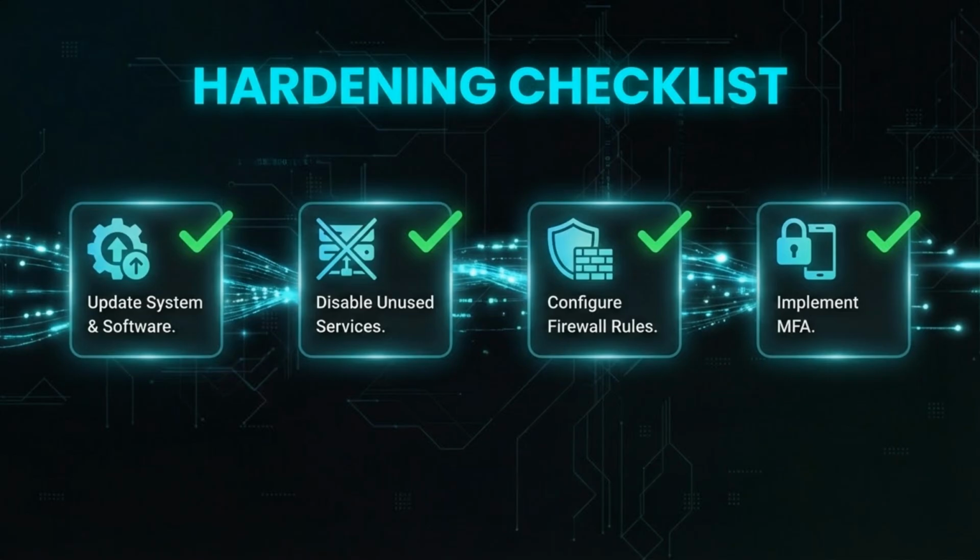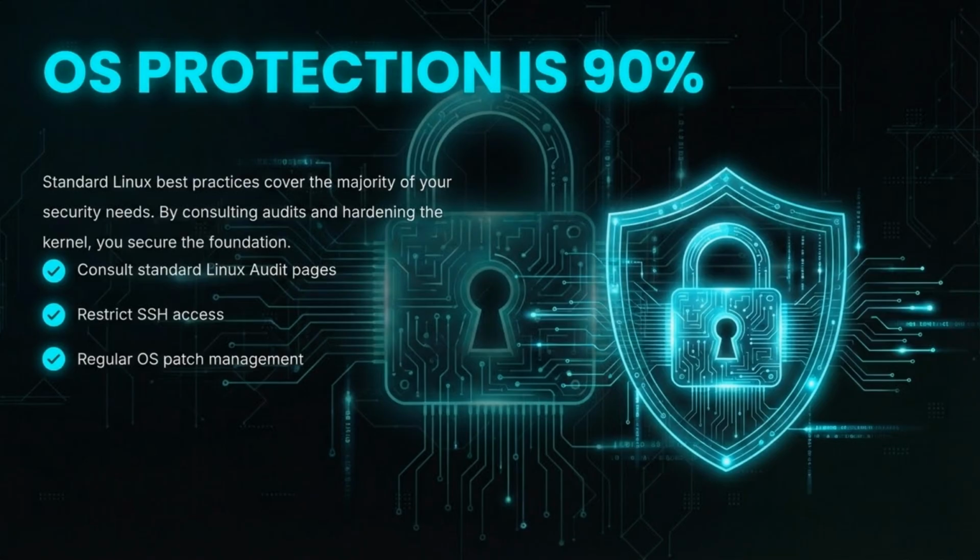A quick hardening checklist includes updating systems and software, disabling unused services, configuring firewall rules, and implementing multi-factor authentication. OS protection is critical and accounts for 90% of security needs. Consult standard Linux audit pages, restrict SSH access, and implement regular OS patch management.